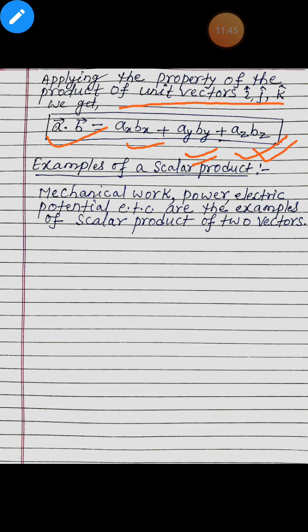Now, examples of a scalar product. There are some physical quantities which are the scalar product of two vectors. Some of them are mechanical work, power, electric potential, etc. These are examples of a scalar product of two vectors.